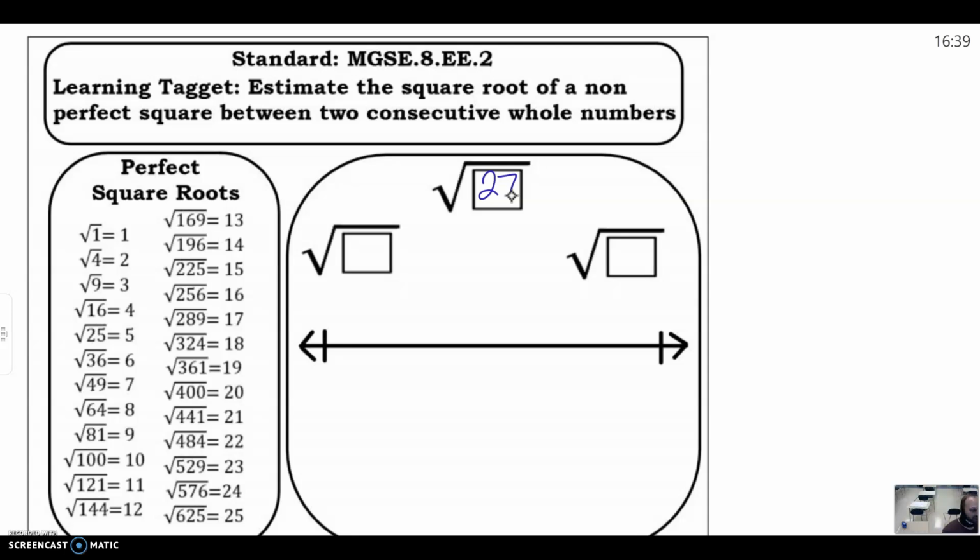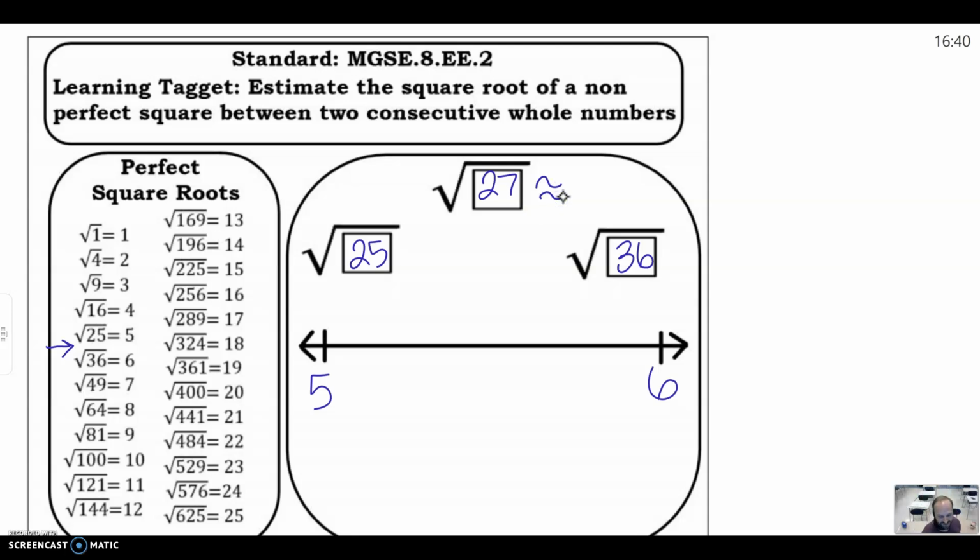And so if I go over here to my chart, I notice that the square root of 27 falls between the square root of 25 and the square root of 36. That tells me that the square root of 27 is between 5 and 6. Those are the two consecutive whole numbers that it falls between. Now again, we want to decide where the square root of 27 is located on the number line. That will help us determine to the nearest tenth approximately what the square root of 27 is.